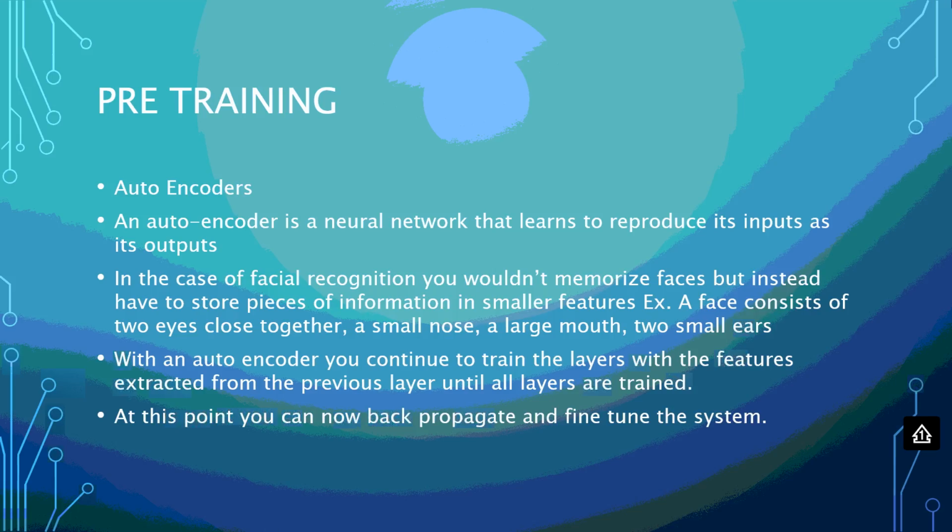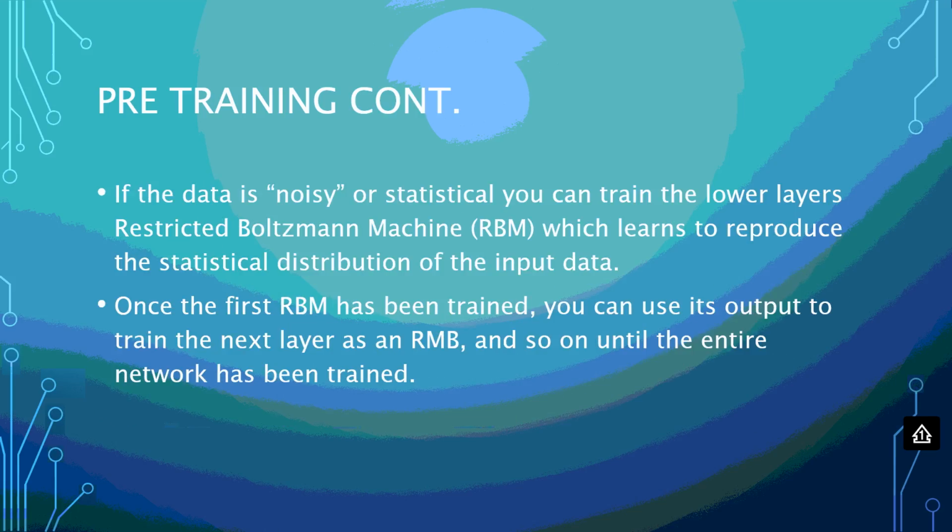And then what you do with the autoencoder is that after that layer has been trained, you train the next layer off the previous layer that was trained. So the next layer may say just mouth, ears, nose, etc. And then after you've trained all the layers, you can backpropagate and fine-tune your system to work even better.